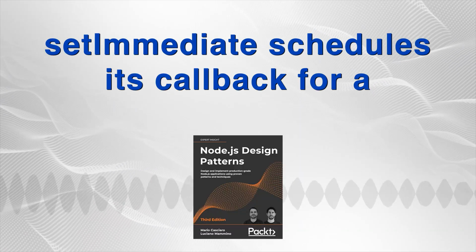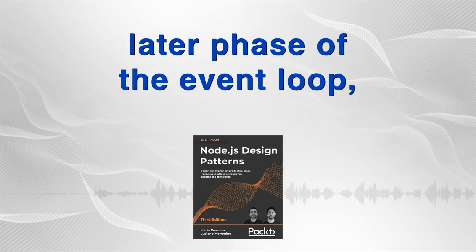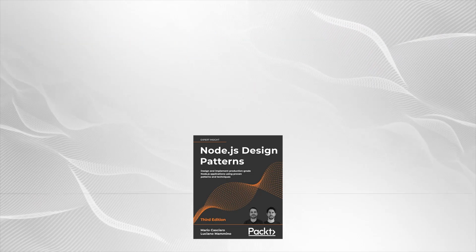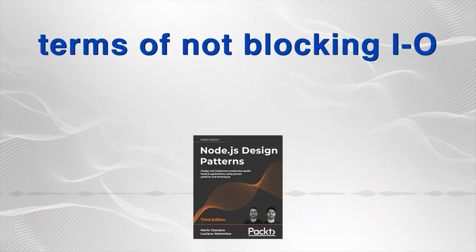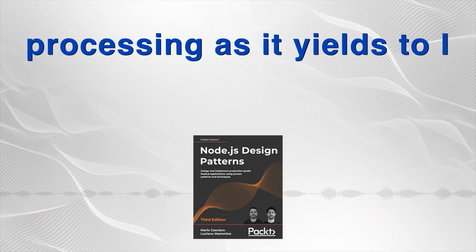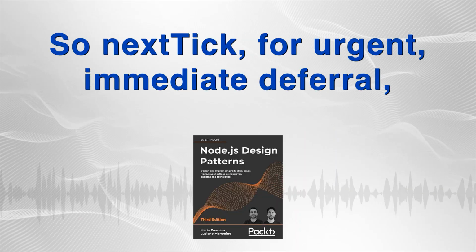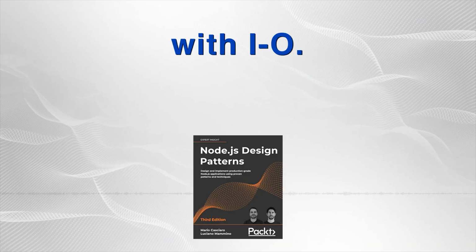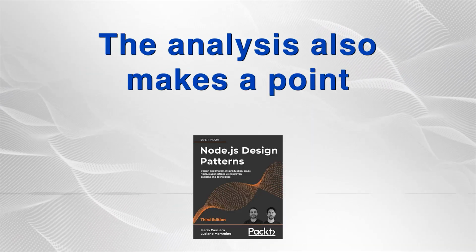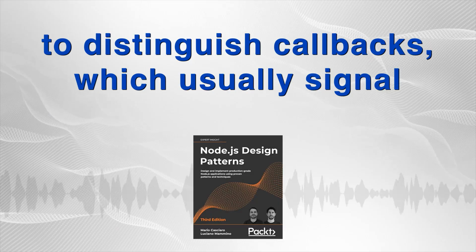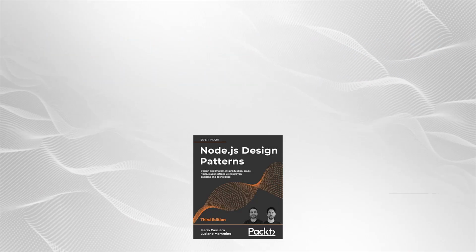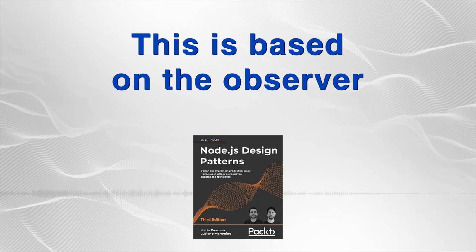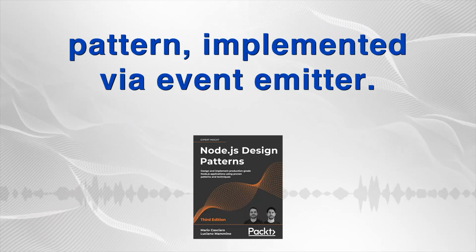It's setImmediate. setImmediate schedules its callback for a later phase of the event loop, specifically the check phase, which runs after the I/O polling phase. This makes it generally safer in terms of not blocking I/O processing, as it yields to I/O events first. So, nextTick for urgent, immediate deferral, setImmediate for deferral that plays nicely with I/O. The analysis also makes a point to distinguish callbacks, which usually signal a single result, from events. Events signal that something happened, and it might happen multiple times. This is based on the observer pattern, implemented via EventEmitter.